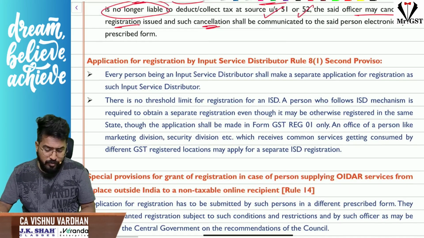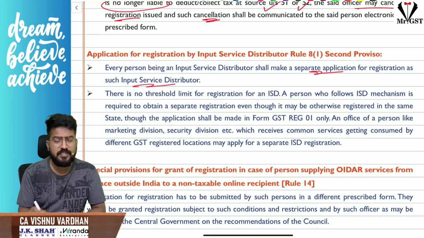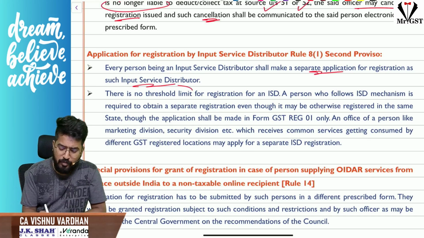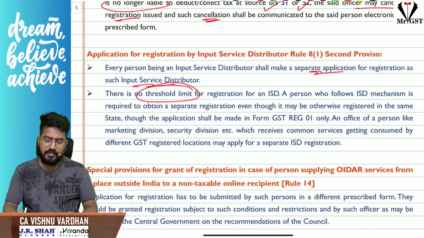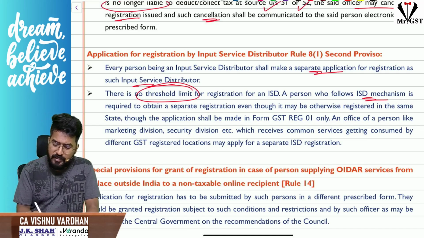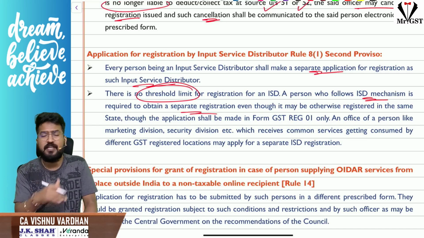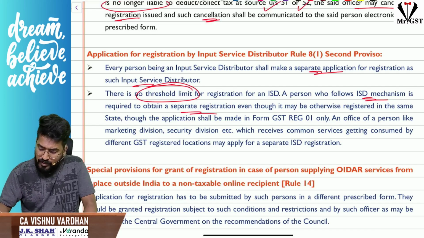Next, coming to the input service distributor. He will also make a separate application for registration as an input service distributor. The only important point here is that there is no threshold limit for registering as an input service distributor. And the ISD mechanism is such that without a separate registration, with normal registration alone, you cannot act as an input service distributor. That is the point here.